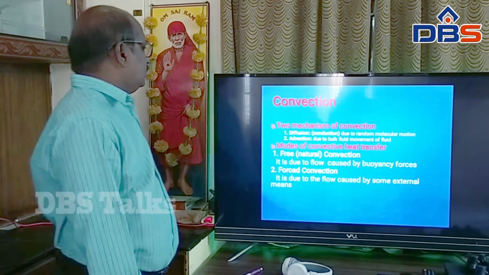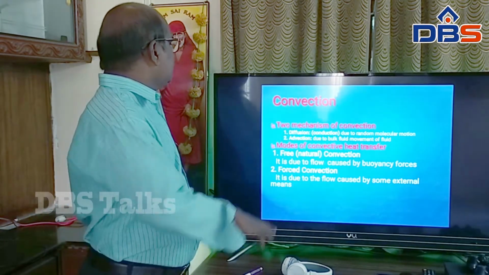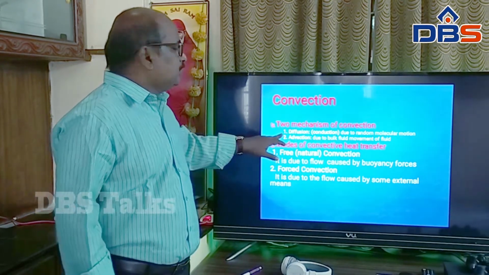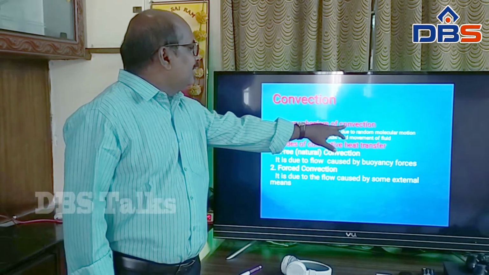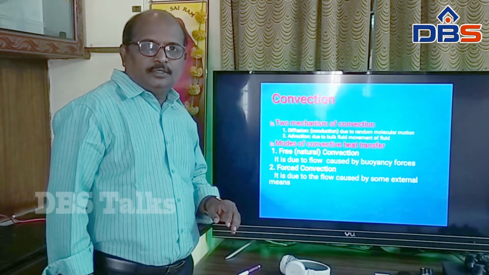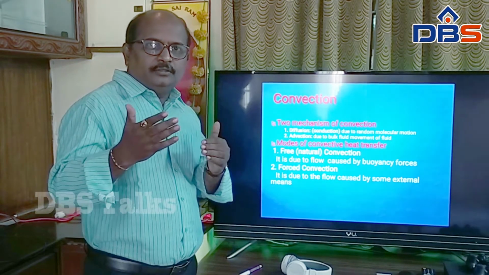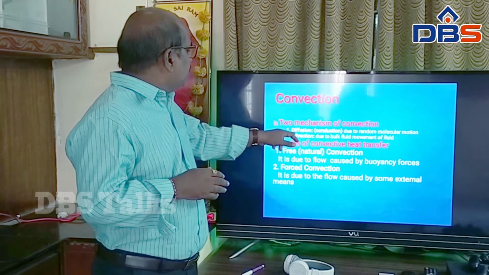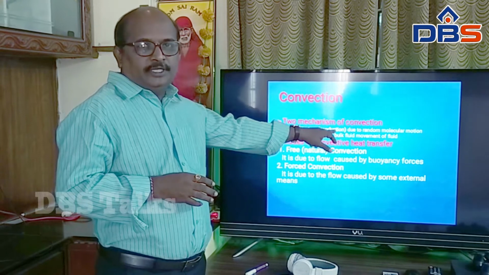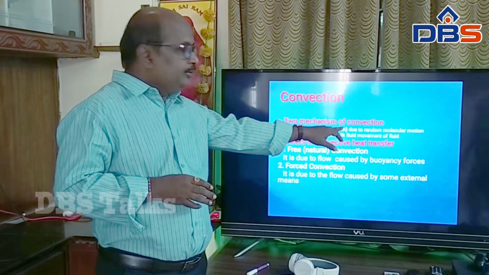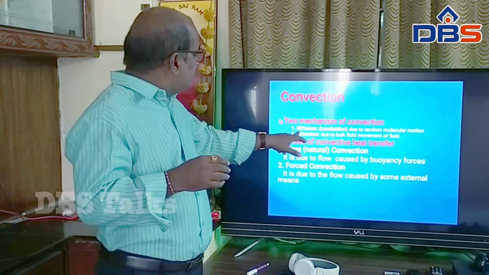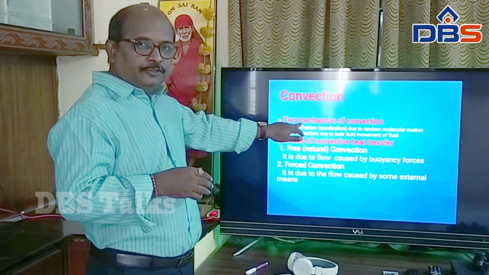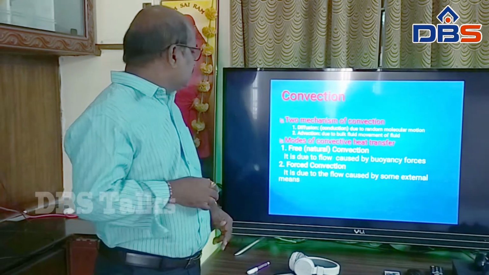In convective heat transfer, heat is transferred in two modes: one is by diffusion, another is by advection. Diffusion means heat transfer due to random molecular motion. When the molecules are in motion, the respective heat transfer is conduction, that is, by diffusion. Coming to advection, it is due to fluid movement, not molecular movement. If there is heat transfer due to fluid movement, it is advection. The total convective heat transfer is the sum of heat transfer by diffusion plus heat transfer by advection.